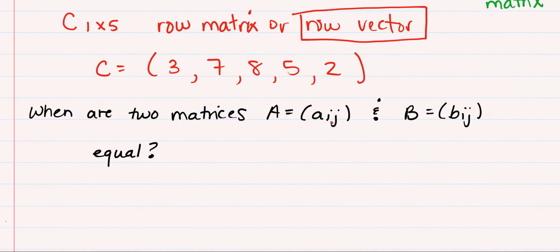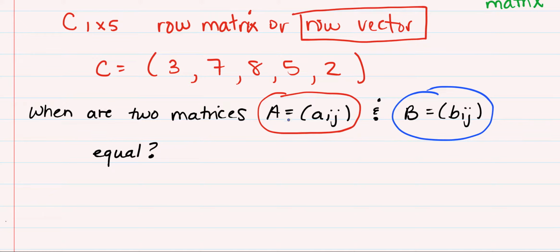Another way we describe a matrix is we say that A is equal to its entries a_ij. So this is just a common form of a matrix. So we say that A is equal to parentheses a_ij and B is equal to parentheses b_ij. So capital letter for the matrix and lowercase letters to represent the entries inside the matrix.